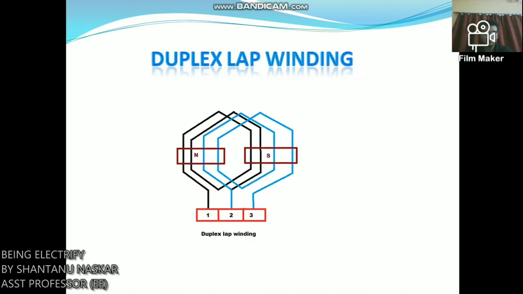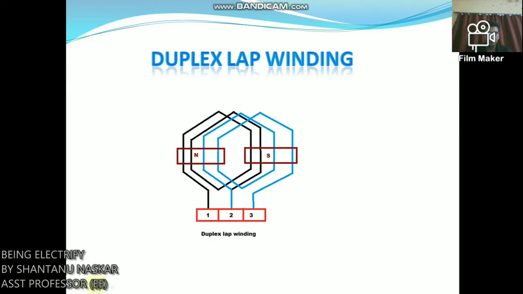Next, duplex lap winding. In duplex lap winding, the number of parallel paths is twice the number of poles. The duplex lap winding is mainly used for heavy current applications. Such a winding is obtained by placing two similar windings on the same armature and connecting the even-numbered commutator bars to one winding and the odd-numbered to the second winding.